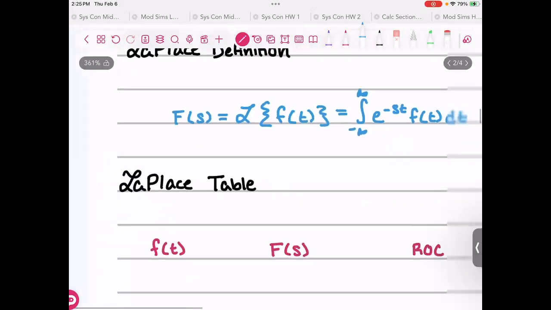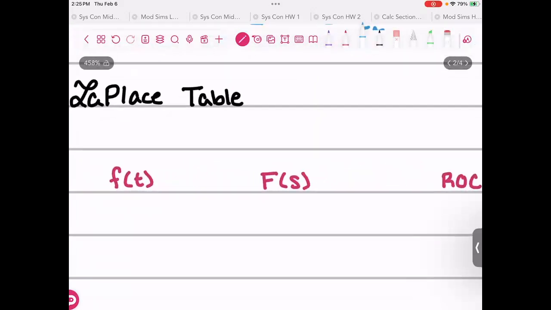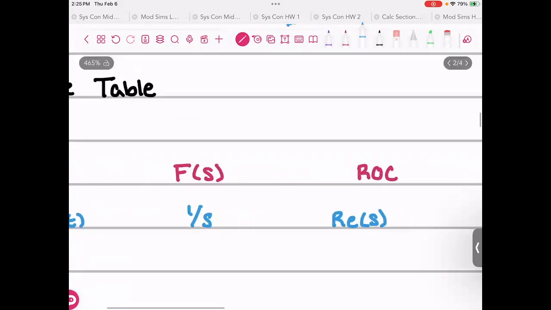We're going to go ahead and also make a Laplace table. This is really good to take into exams. So the first function that we have here is just your basic unit step of t. The Laplace transform of it is 1 over s, and then the region of convergence, and we'll go into more detail about this later, is when the real value of s is greater than 0.